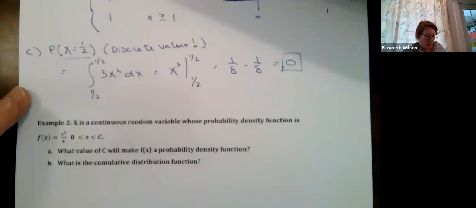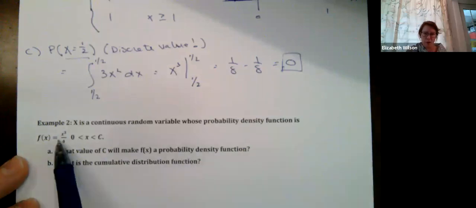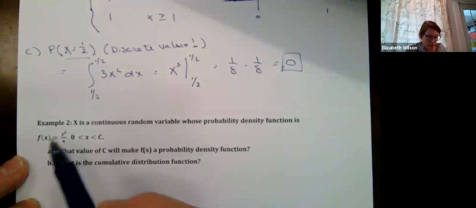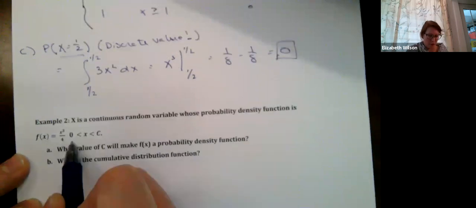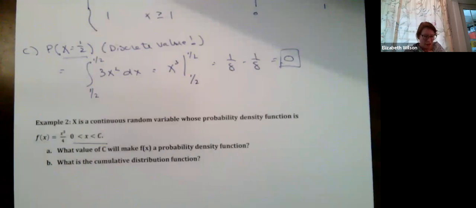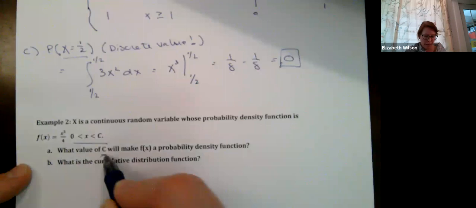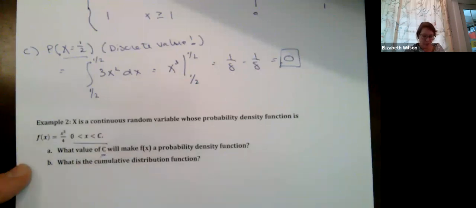Okay, so example 2, we have capital X, our continuous random variable, whose probability density function is given by x cubed over 4. And this is being defined between 0 and C. Well, I didn't give you an exact value, right? So what we're looking for is, part A says, what value of C is going to make this density function a valid function? All right, so I need to go back and think about what that means.